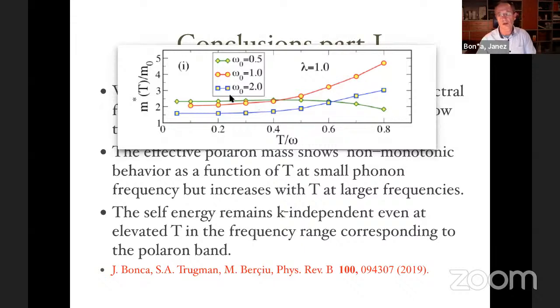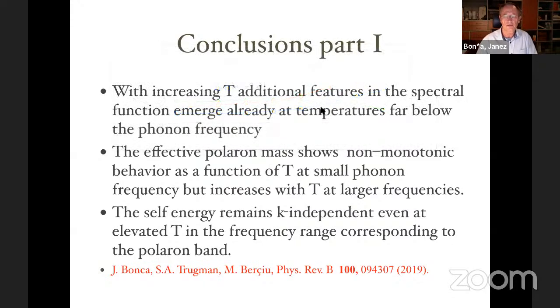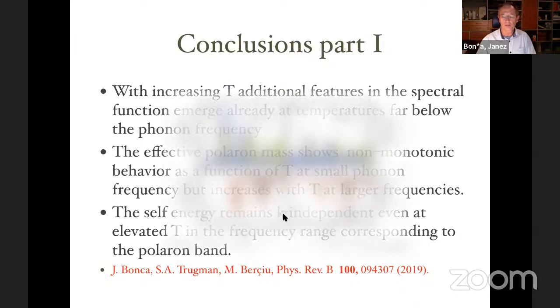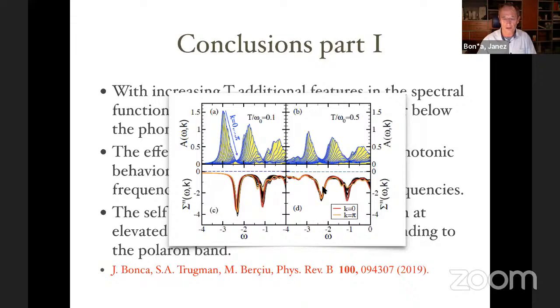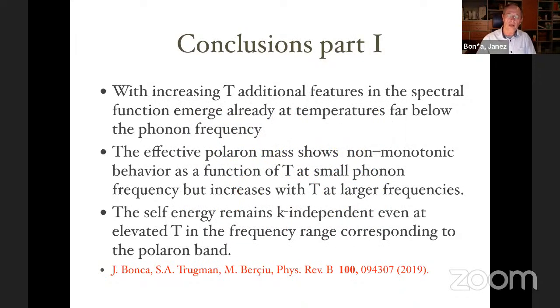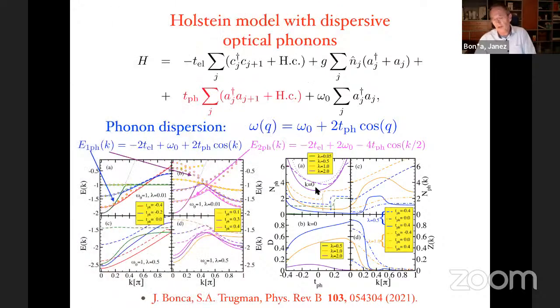Then there is this issue about the polaron effective mass, the way that it's defined through the curvature, that sometimes has a non-monotonic behavior, but for larger omega, it tends to increase with temperature. And finally, the self-energy remains K-independent even at finite temperature. So this was interesting because this method, even the finite temperature method, seems to work really well.